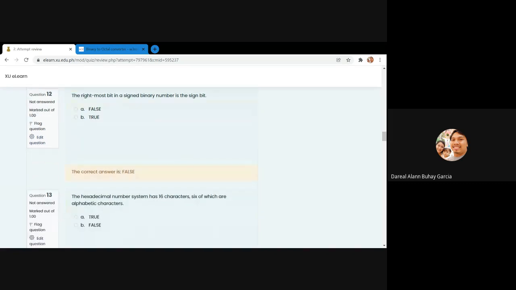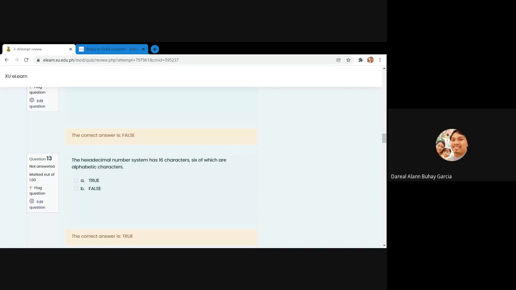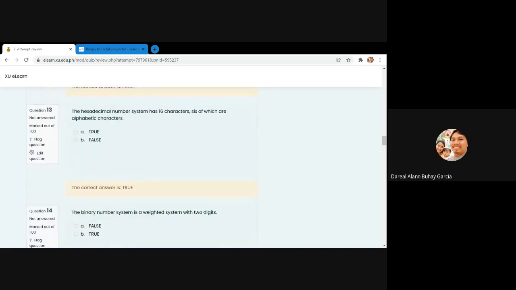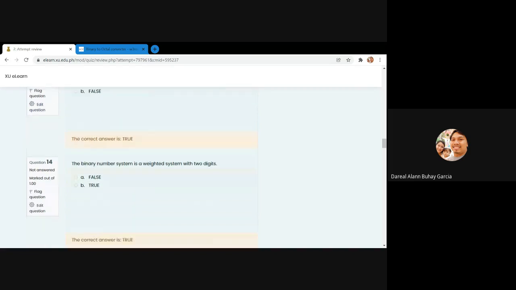How about this one? The hexadecimal number system has 16 characters, 6 of which are alphabetic characters. Correct? 6? A, B, C, D, E, F. True. The binary number system is a weighted system with 2 digits. Yeah, true.